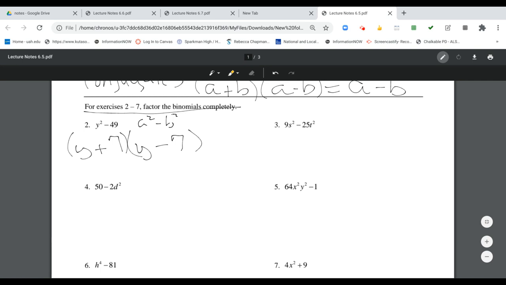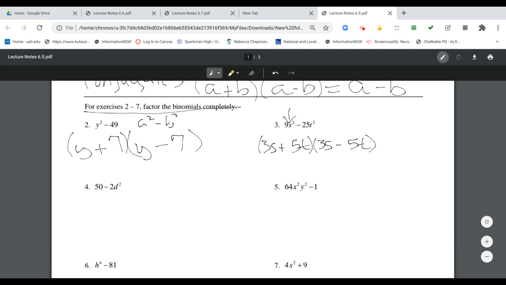Number 3, the numbers 9 and 25 are perfect squares. All the exponents are even, they're divisible by 2, and I am subtracting. So I'm going to break this up. 3s, 3s. If you multiply these two together, you go back to 9s squared. Then I'm going to break up my 25, so that's 5t and 5t. And I get one plus and one minus. So my factors have to be conjugates of each other.